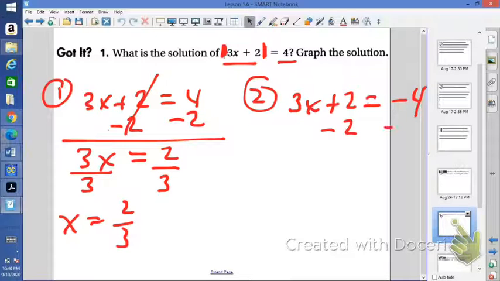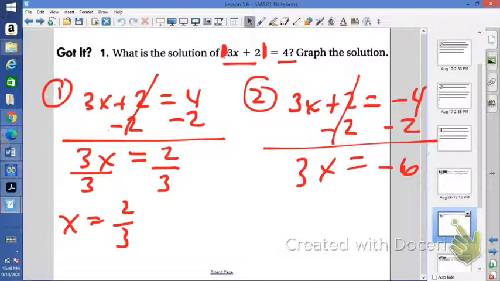So -4 minus 2 gives us -6. Divide by 3, so x equals -2. Alright, let's check these.